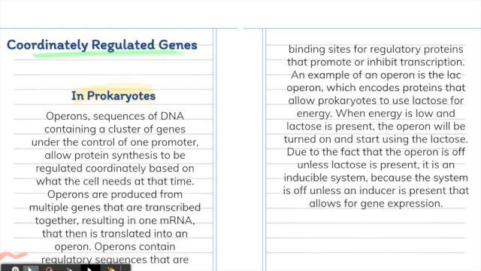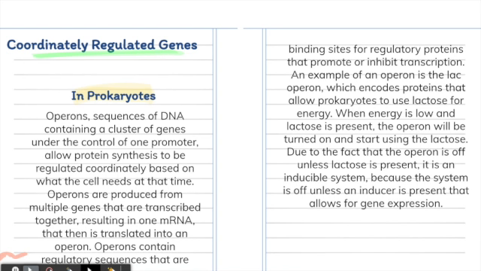Coordinately regulated genes in prokaryotes. Operons, sequences of DNA containing a cluster of genes under the control of one promoter, allow protein synthesis to be regulated coordinately based on what the cell needs at that time. Operons are produced from multiple genes that are transcribed together, resulting in one mRNA that is then translated. Operons contain regulatory sequences that are binding sites for regulatory proteins that promote or inhibit transcription.